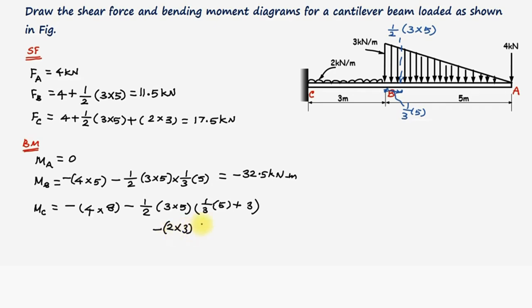This is the total load of this uniformly distributed load multiplied with the perpendicular distance, 3 divided by 2. The total load of this uniformly distributed load will be acting at the center of gravity of this loading system, that is at the midpoint of B and C. At this point, the total load of 2 multiplied with 3 will be acting. On calculation, we find that the bending moment at the point C is equal to negative 76 kilonewton meter.